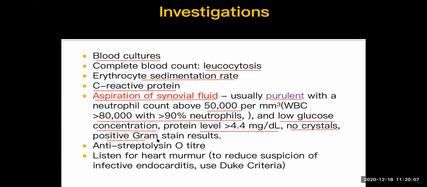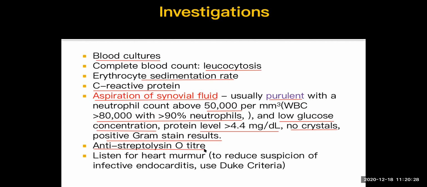And positive gram stain results usually occur. The most common organism is Staphylococcus aureus. So you can answer gram-positive cocci in clusters can be seen. But according to the situation, other bacteria may also be there.